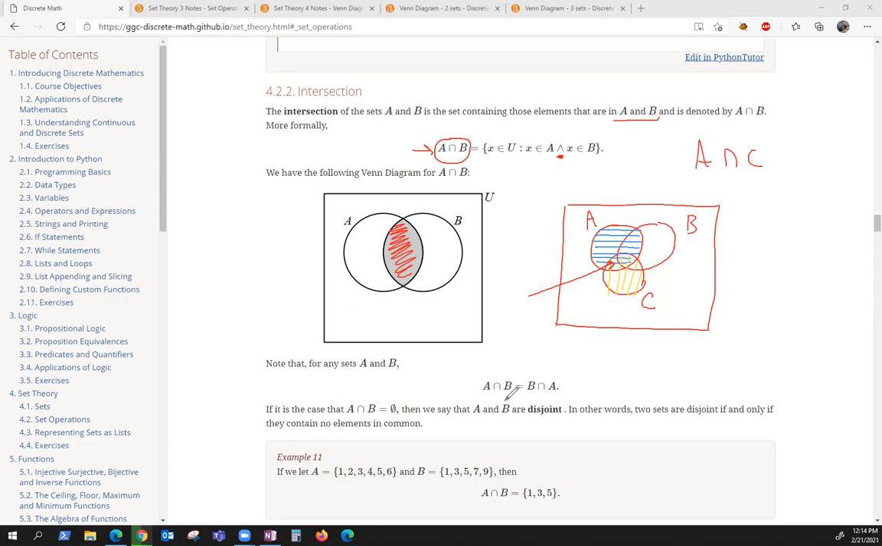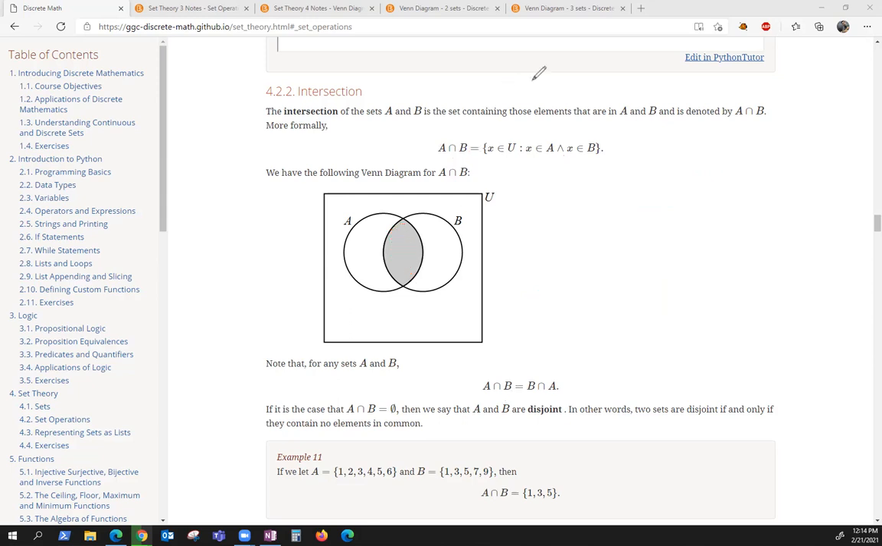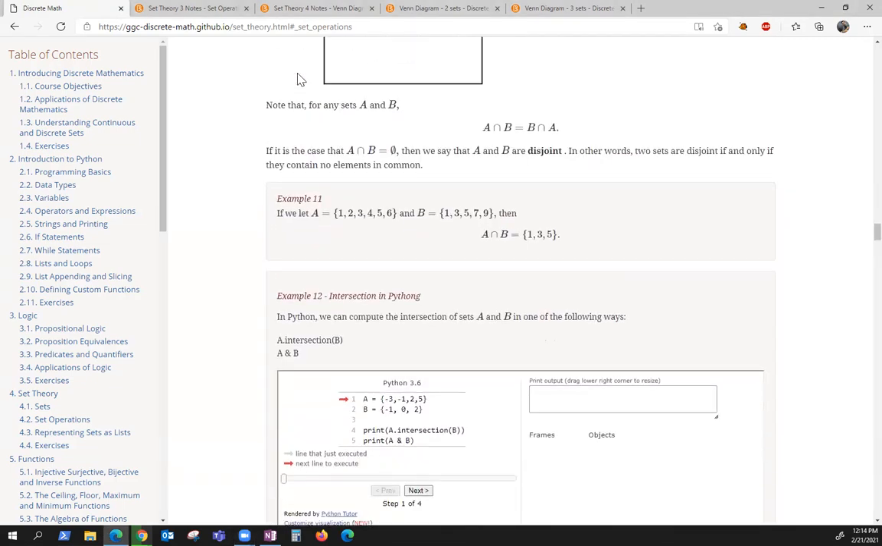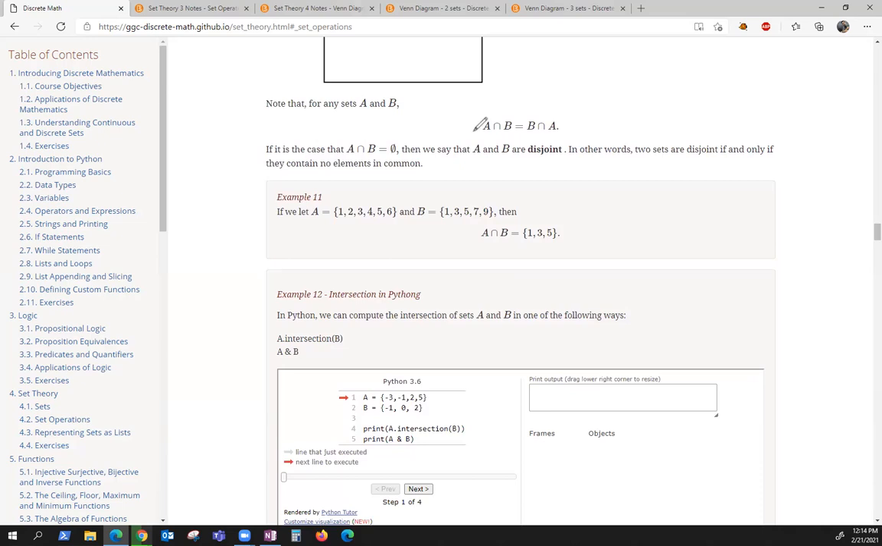And there's some other examples in some later embedded videos in the book that you can watch. Now, important things to note. First of all, note that A intersect B is always going to be the same as B intersect A, okay? And if it is the case that A intersect B is empty, we call those disjoint, okay? Know this term.